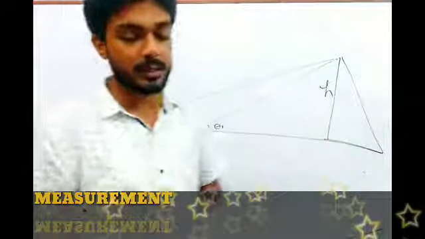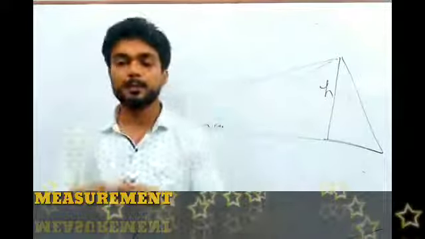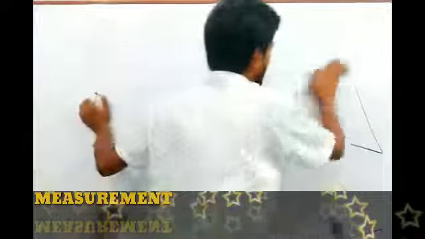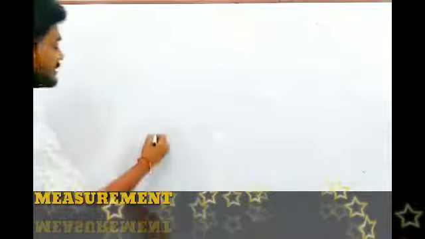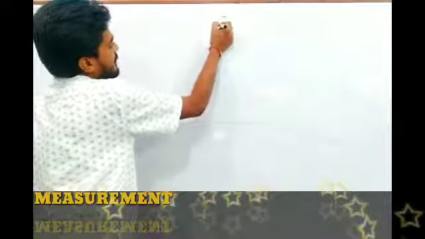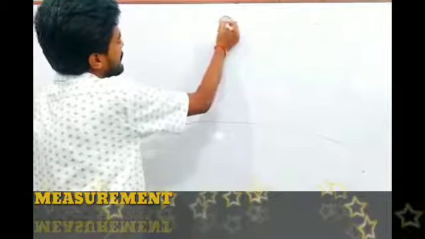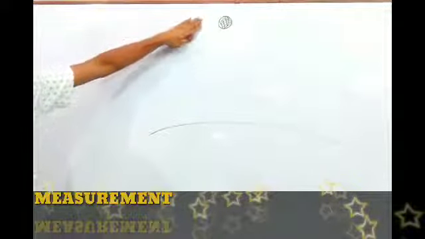Now students, we are going to discuss the parallax method. The parallax method is a very important method, and using this method you can find very large distances. Suppose this is our earth, and there is a planet or any type of object. Suppose we want to measure its distance from the earth.